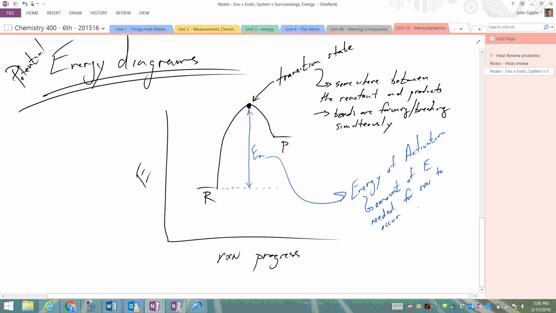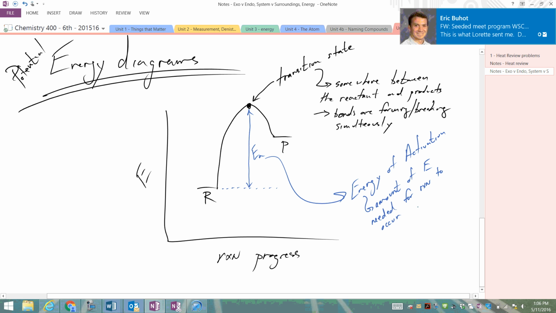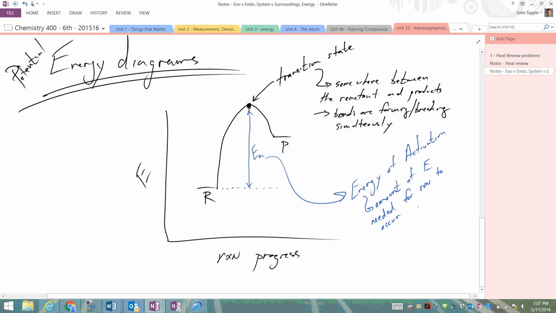Now, something to keep in mind, sometimes, like the reaction I just did for the demo, when I mixed the barium hydroxide together with the ammonium thiocyanate, just them colliding with one another was enough energy for the reaction to happen. It got it up over the hill, and that was it.